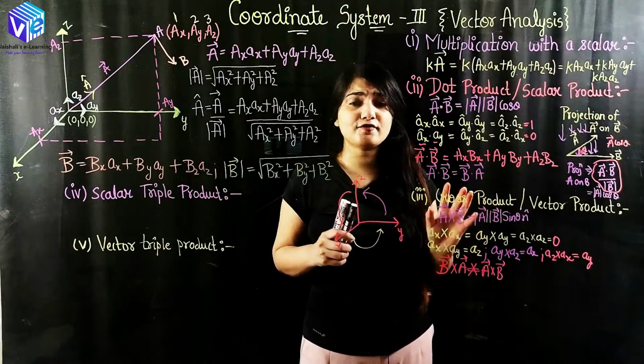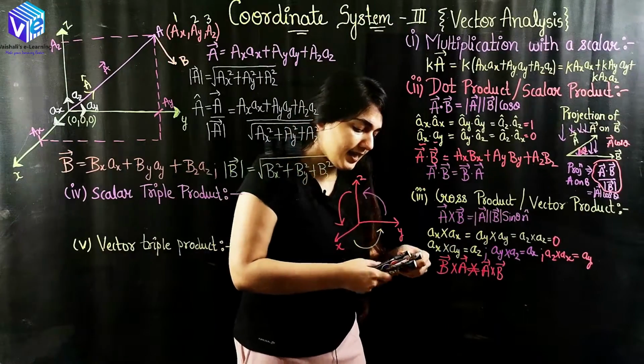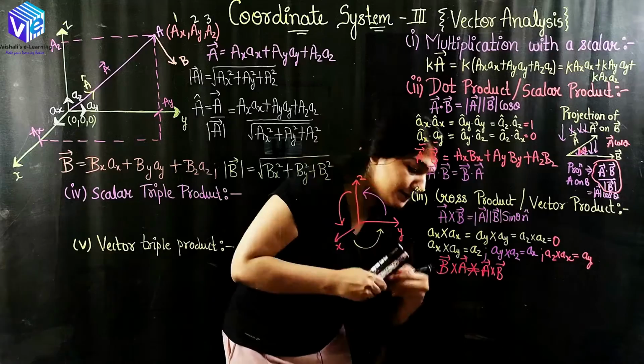Now if I have to find out the cross product with the help of the Cartesian coordinate system, I can easily use this formula.